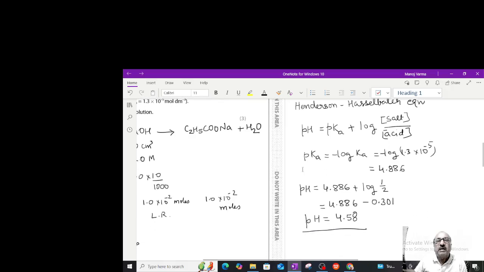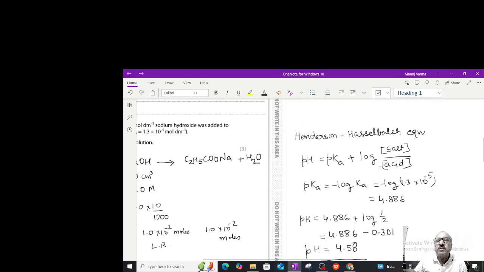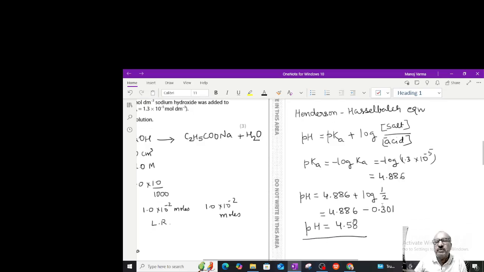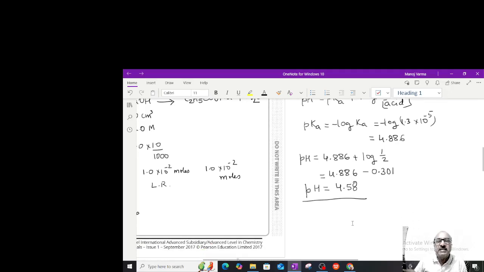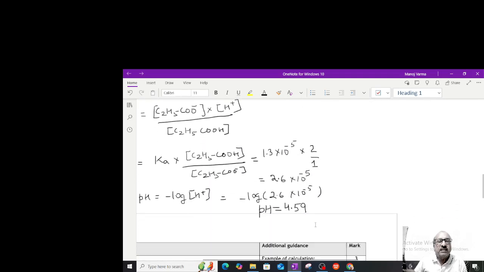Now pH is equal to pKa, which is 4.886, plus the log of the concentration of salt over acid. So now the ratio is 1 over 2, as you can see, the acid was twice the amount of the salt. So log 1/2 is minus 0.301, and you solve it, you get the pH as 4.58, which is the same as the value 4.59, ignoring the minor difference in the decimal place.